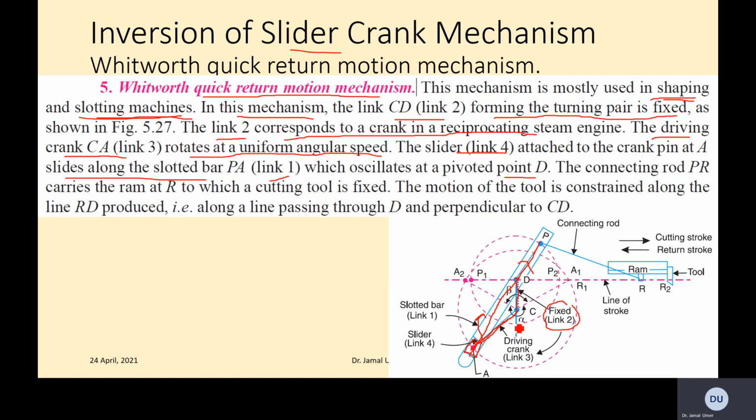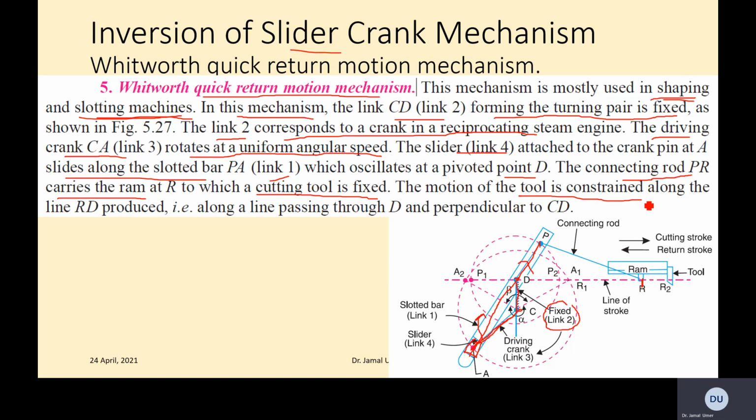So you see there are two different things. One, this is the driving crank, which is moving about C. And then this slotted bar, which is moving about D. So there are two different center points basically. The connecting rod PR carries the ram. So the connecting rod, this PR from here to here, is carrying a ram. This is the ram to which a cutting tool is fixed.